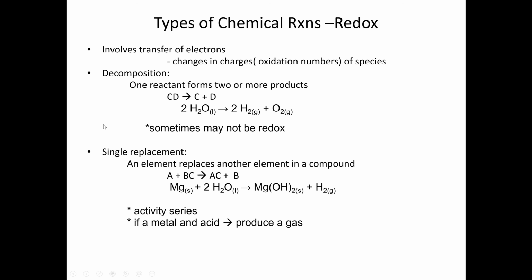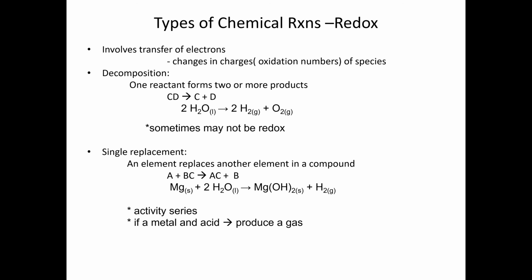Now, the next broad group of reactions are redox reactions. And here in a redox reaction, we have the transfer of electrons. The way that we know electrons are transferred is based on the changes in the charges, sometimes referred to as oxidation numbers, of the different species on the reactant and product sides. And you'll learn about that in the lecture, if you're taking it, how to monitor the charge or oxidation numbers between reactants and products.